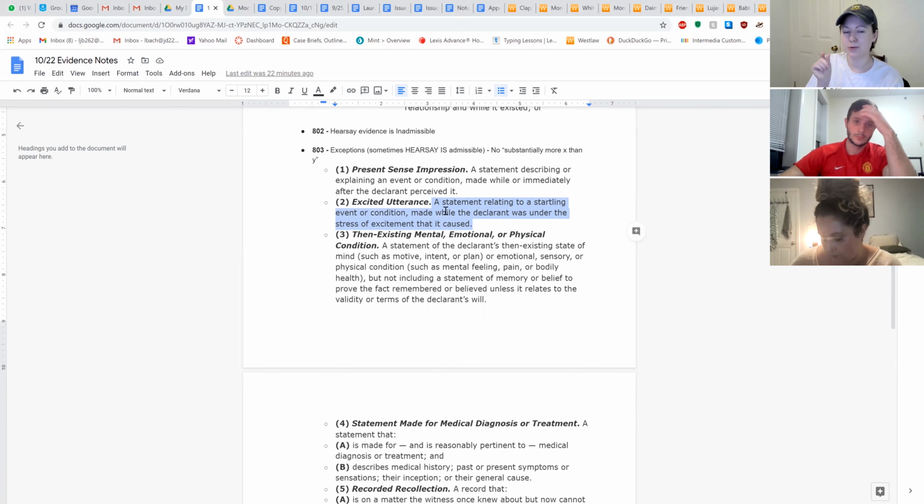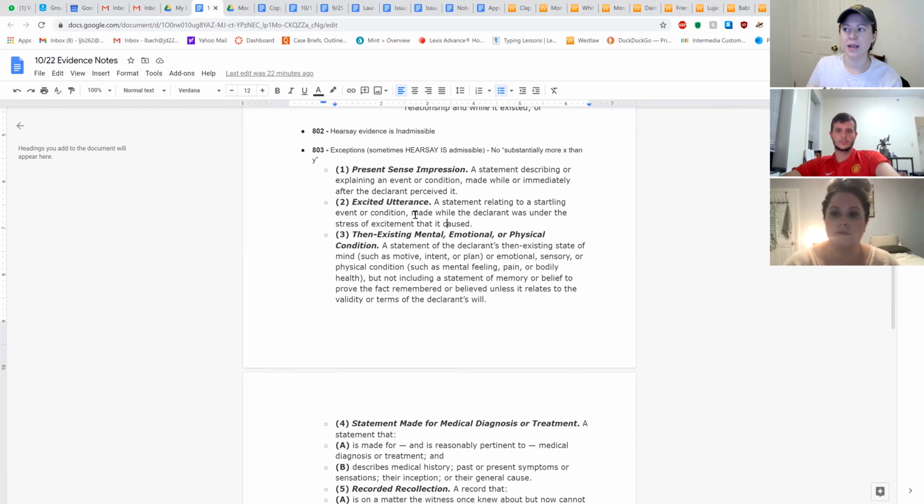It should be pretty close to when the event happened, but the big language is that it's made while the declarant was still under the stress of excitement. So it doesn't have to be contemporaneous. It could be, I don't know, an hour went by. If you still are under trauma, in theory, we assume that whatever you're saying is true. I don't know.